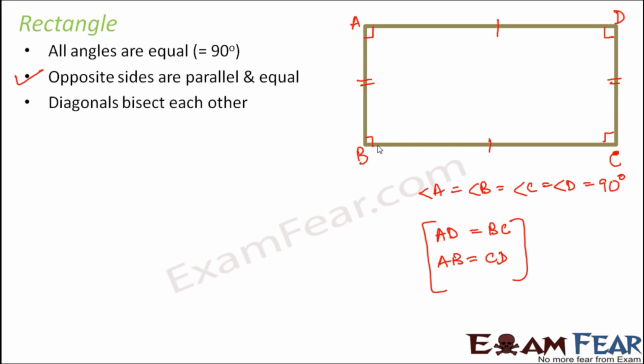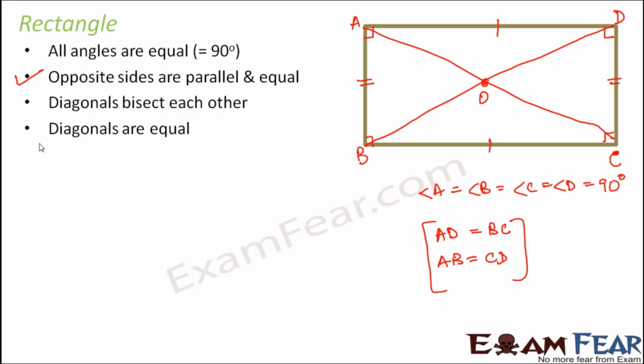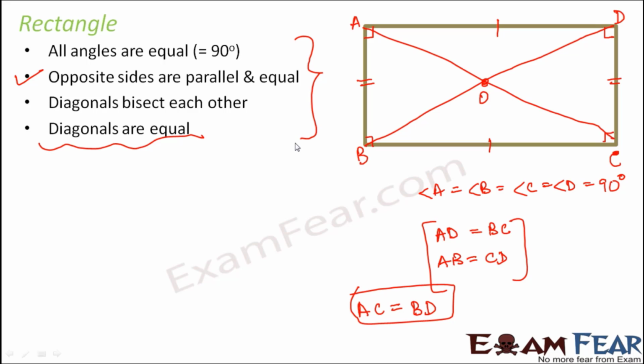Diagonals bisect each other. So in this case also we see that the two diagonals divide each other into equal halves. Diagonals are equal. So this is something new, that diagonals are also equal. That is AC is equal to BD. So now when you look at the properties of a rectangle, do you see any similarity between a rectangle and a parallelogram? Yes, if you look at the second and the third property, these two are common between a rectangle and a parallelogram.